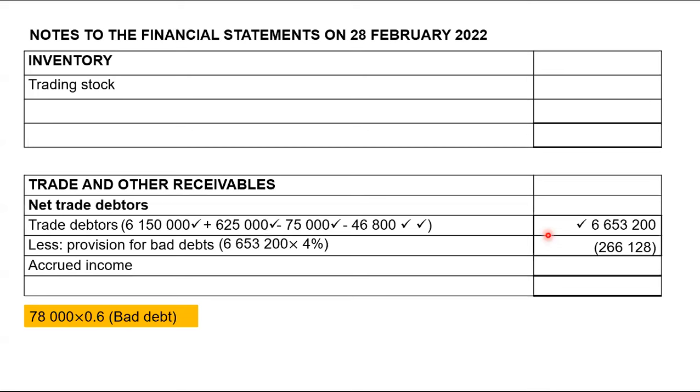I am going to take this 6,653,200 minus 266,128 to get my net trade debtors, which will be 6,387,072. So it's this minus our provision for bad debts. It'll give us that, which is our net trade debtors. And then I'm going to add the 12,375, which is my accrued income. So accrued income is recorded in trade and other receivables. So when you take this net trade debtors, add it with this accrued income, it'll give you the total of your trade and other receivables.